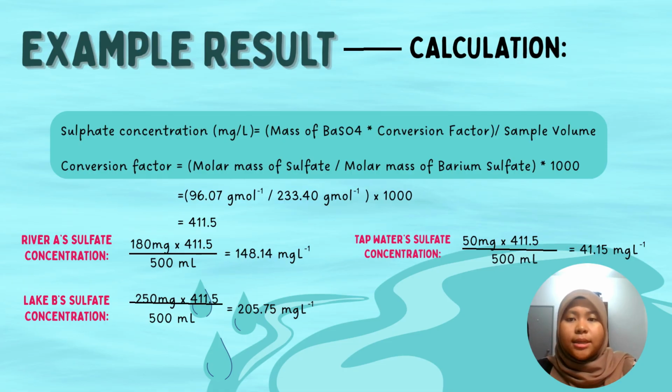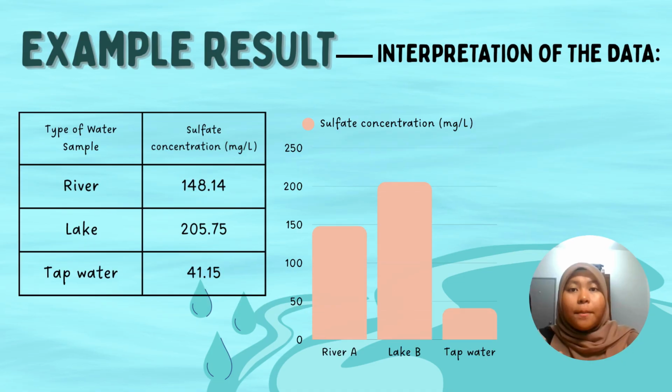Using this calculation, the sulfate concentration for river is obtained as 148.14 milligrams per liter. Lake is 205.75 and lastly tap water is 41.15 milligrams per liter. Based on the result, lake has the highest sulfate concentration. Meanwhile, river is the second highest, which contains 148.14 milligrams per liter. And lastly, the tap water contains the lowest sulfate concentration.